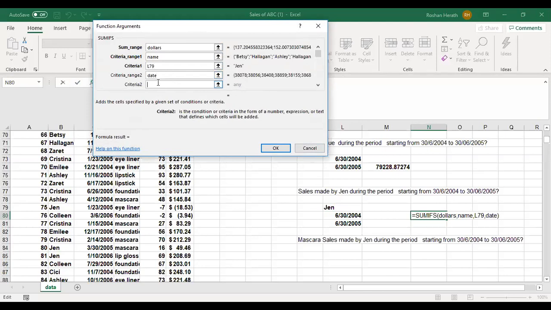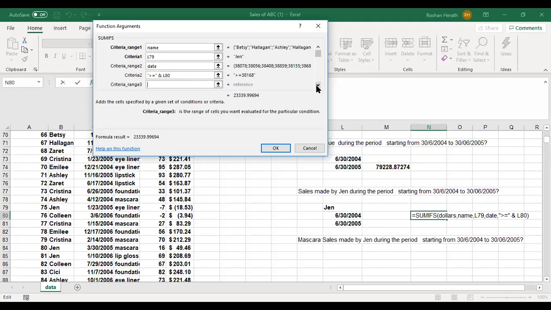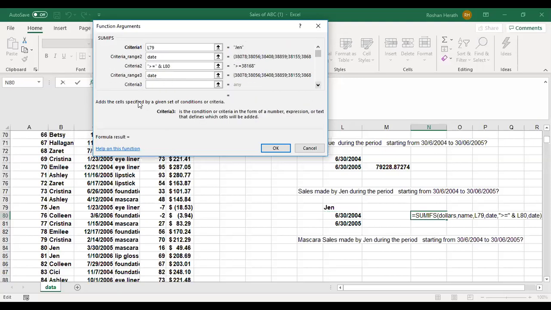It should be the double quotes open, greater than or equal, double quotes closed, space, ampersand, space, the reference. So if you really want to go by the references, then take the dates. The other condition must be less than or equal, close it, keep some space, take ampersand, keep some space, and make it 2005. So during that particular period, how much Jen had made, and this is it.